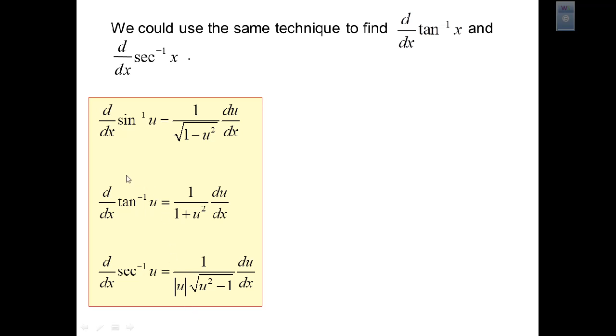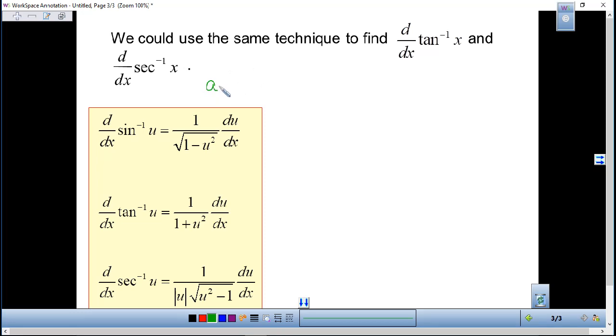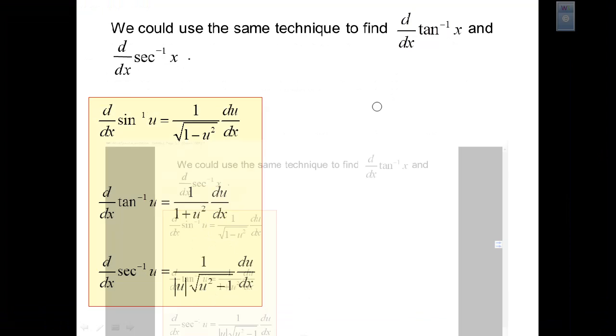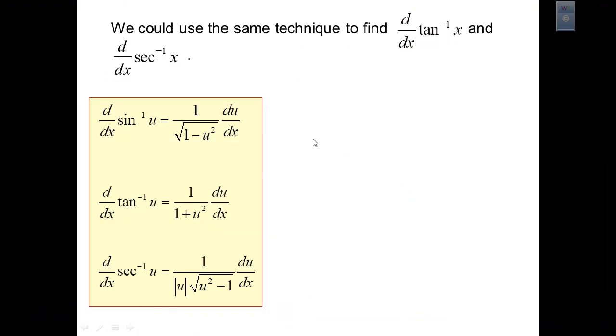Now, you may or may not hear or see these things referred to as the arc sine or the arc tangent or the arc secant. Those are the same thing. The arc sine of x is equal to the inverse sine of x. These are the same thing. They're just two different ways that they refer to them. So don't freak out if you see arc sine or if I refer to it as arc sine. Sometimes I will.